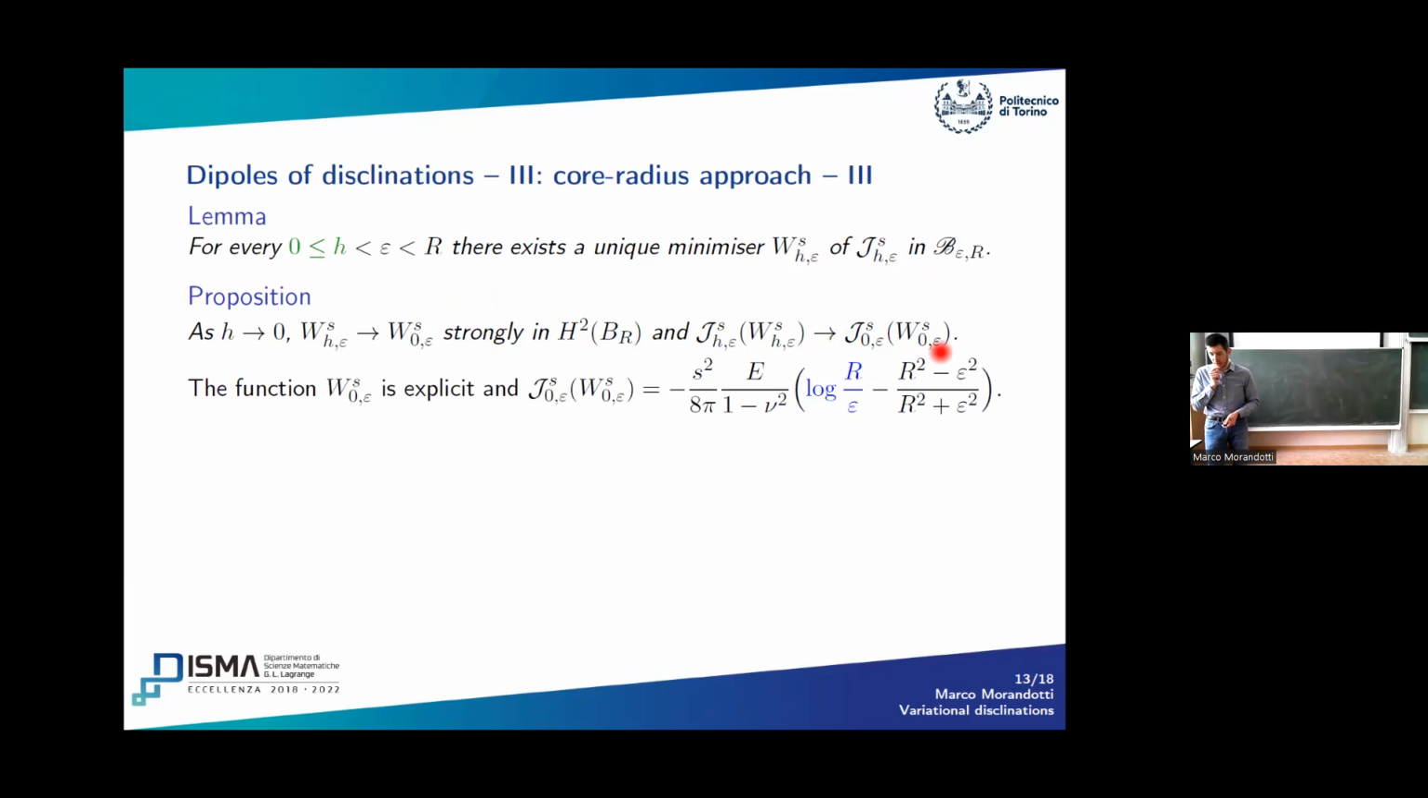And this one enjoys the presence of a term log of R over epsilon. So R is the size of the sample, epsilon is the size of the core, and this is precisely the same energetic behavior that dislocations have.